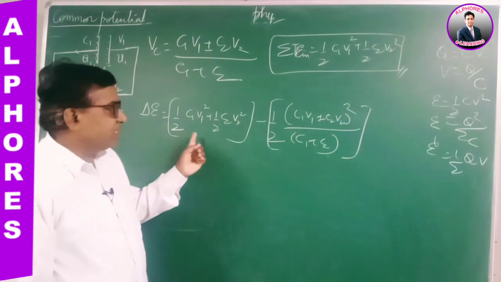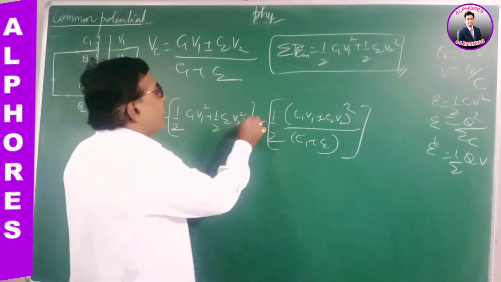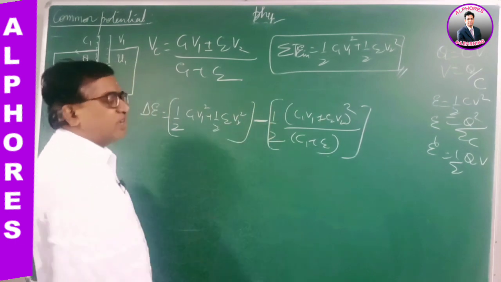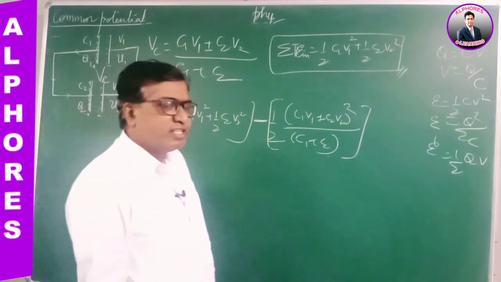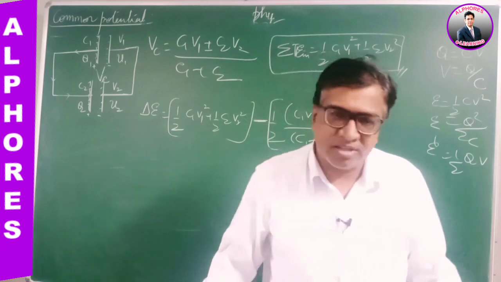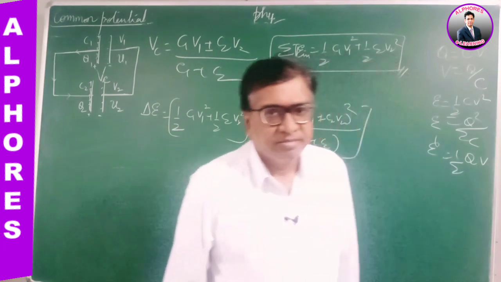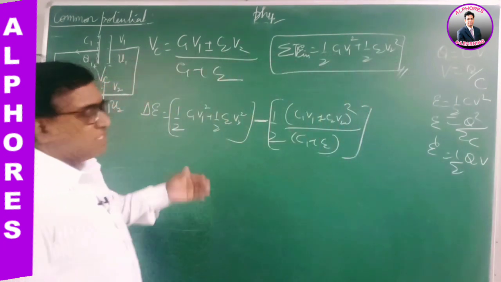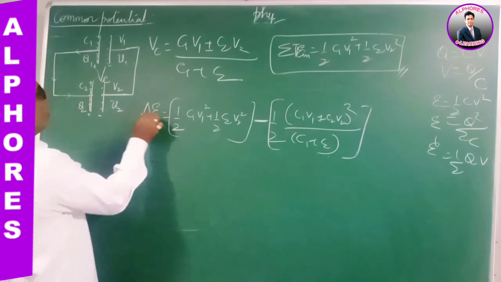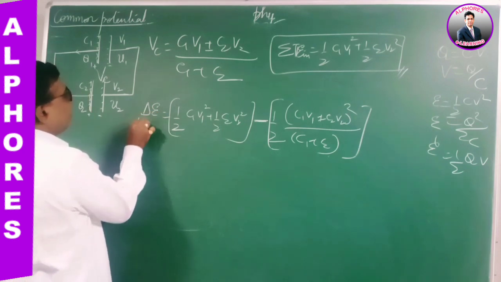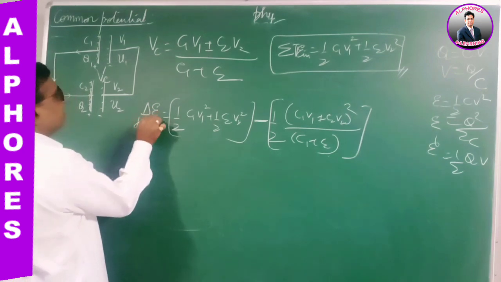This is the total initial energy and this is the total final energy. Obviously the initial energy is more and the final energy is less, so some of the energy is lost in the form of heat. What is the energy lost in the form of heat? The loss in energy, or the amount of heat produced.